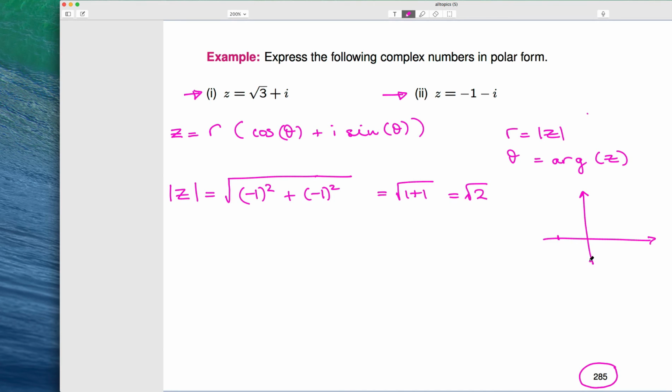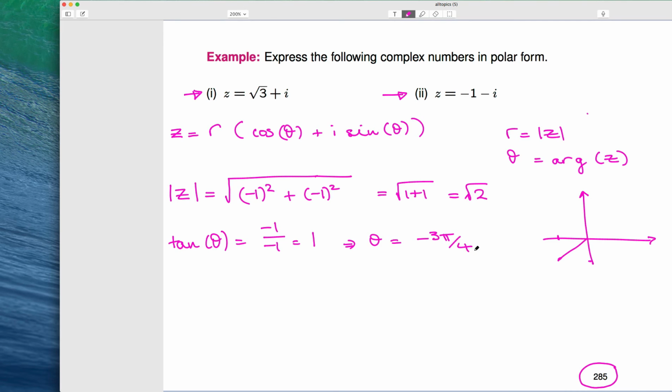And as always, before you find the argument of z, make sure you know where the complex number is. So minus 1 minus i, so it's down here in quadrant 3. So the argument of z is theta, where tan theta is y on x, so our y is minus 1, our x is also minus 1, so that just gives me 1. So theta is minus 3 pi on 4.